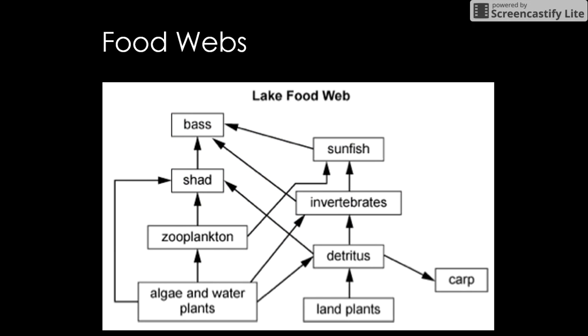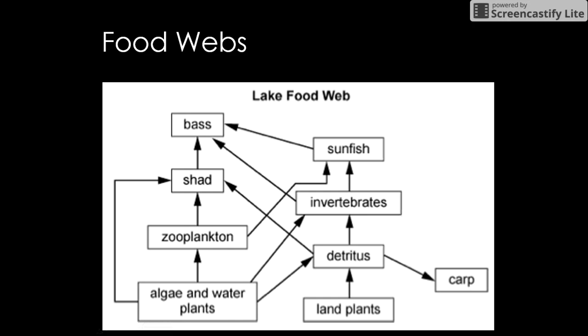Crawfish are one of the many invertebrates in this lake food web. Given the information in this food web, which change would cause a decrease in the crawfish population? So right off the bat, we don't see crawfish labeled on here. But the question tells us that they are invertebrates, so we are going to be looking at this part. So we want to know what change would cause a decrease in this population. What would cause invertebrates to go down?